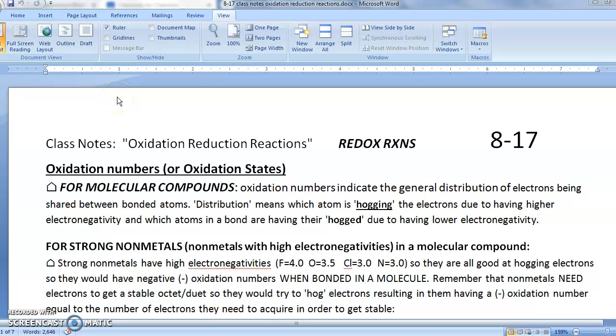Hello, students, and welcome to our discussion on oxidation reduction reactions, also called redox reactions. You'll need to take a look at your 8-17 notes as we introduce this seventh and final reaction type that we'll be discussing. This is the last of the seven as we move to closing up Unit 8's notes.